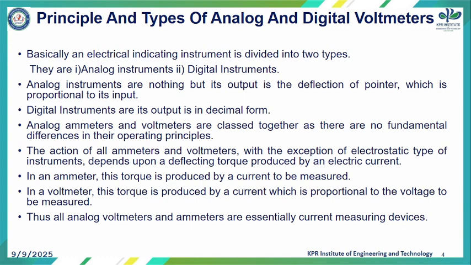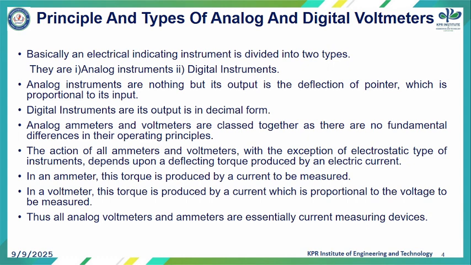So, principle and types of analog and digital voltmeter. Basically an electrical instrument is divided into two types: one is the analog instrument, another one is the digital instrument. In analog instruments, the output is the deflection of a pointer which is proportional to the input value, whereas in the case of digital instruments the output is in the form of decimal.